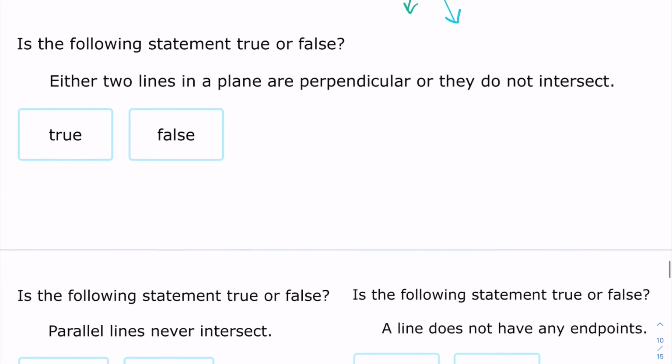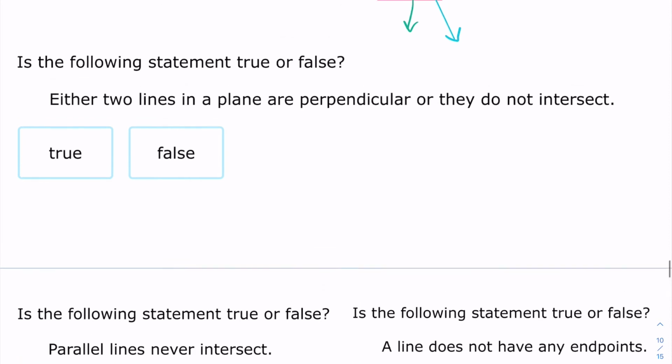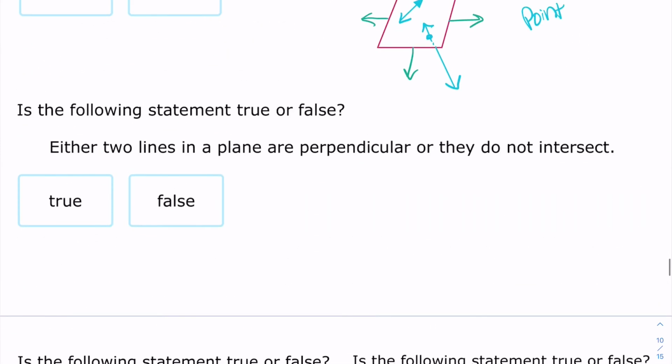All right, the next one, is the following statement true or false? Either two lines in a plane are perpendicular or they do not intersect. Well, two lines in one plane can be parallel, can intersect, or can be perpendicular. So there's three options.